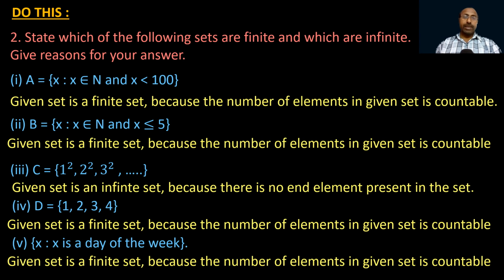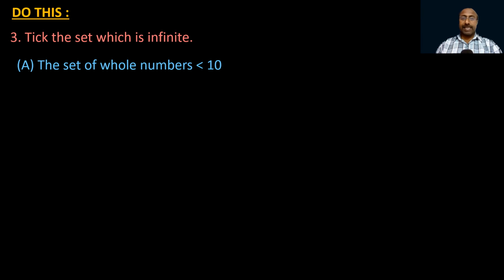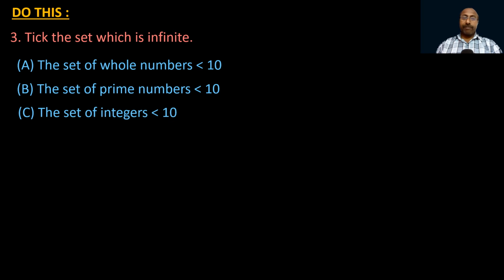Okay. Now take the next one. Tick the set which is infinite. Option A, the set of whole numbers less than 10. Option B, the set of prime numbers less than 10. Option C, the set of integers less than 10. Option D, the set of factors of 10.